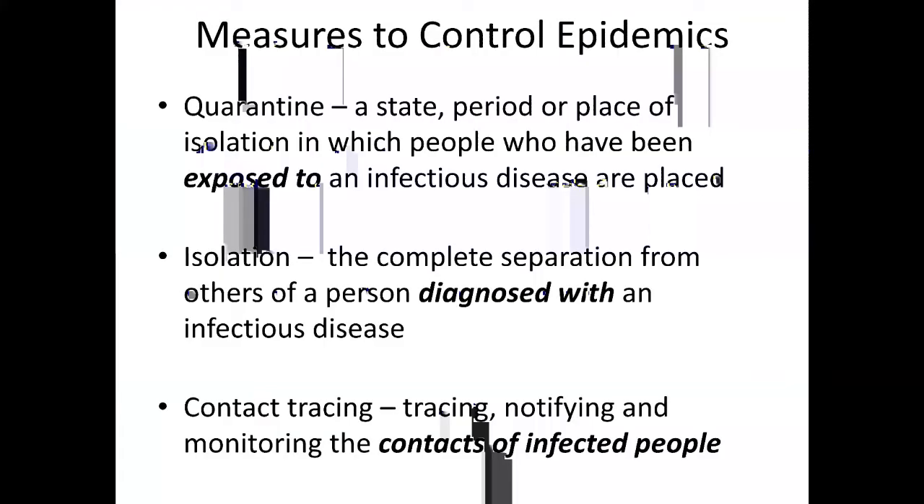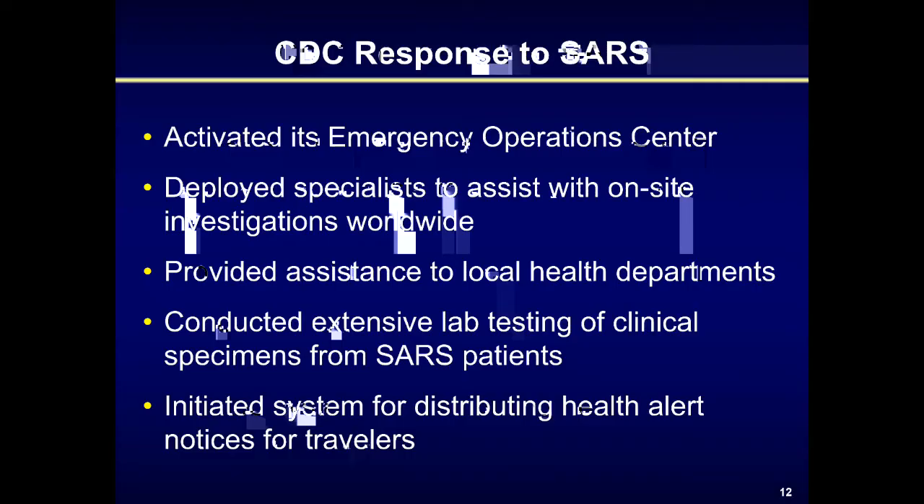And so these are the measures that were used: quarantine, where you put exposed people in a position where they're not going to expose others; isolation, where you keep people who are diagnosed with the problem completely separated; and then contact tracing. And this really quickly stemmed the tide of this, and by mid-2004, there were no further cases of SARS. And the CDC did its part as well.